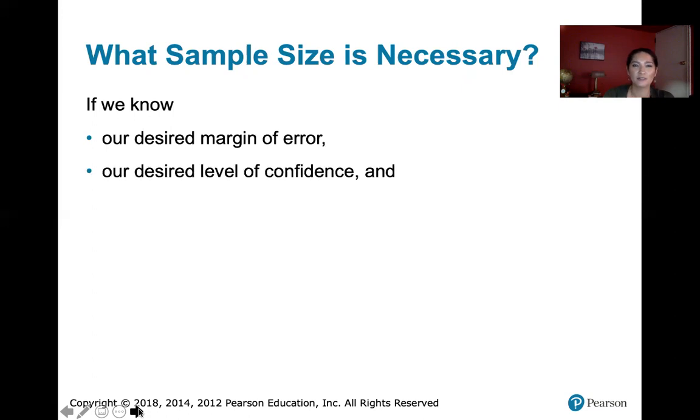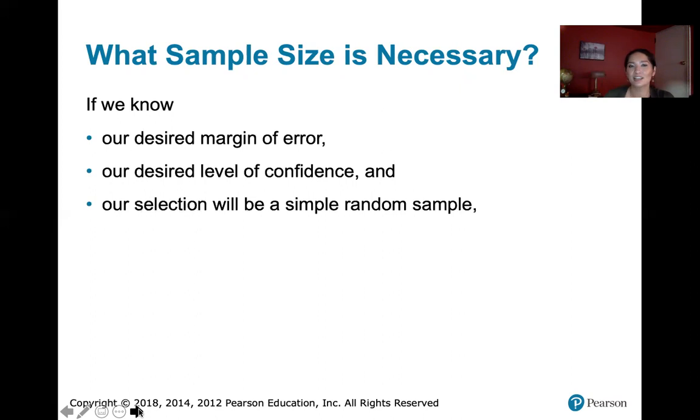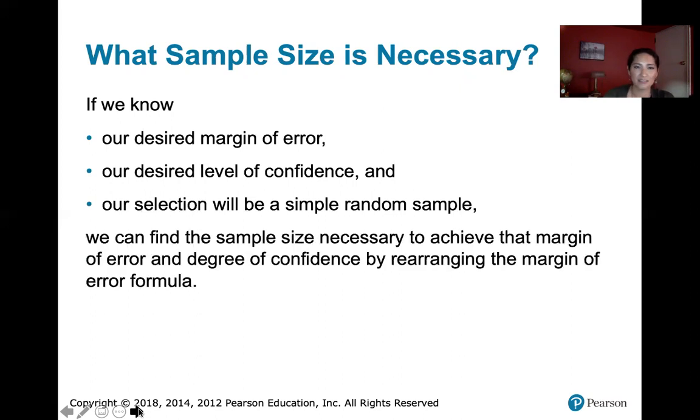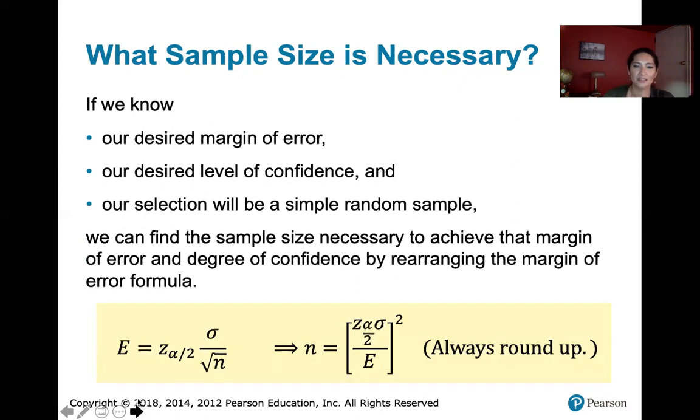So if we know that margin of error, if we know our desired level of confidence, and we know that we're going to select our sample in such a way that it's a simple random sample, then we can just take that error formula that we saw in the last slide and rearrange it to solve for n. So if I divide both sides by z sub alpha over 2, and then I divide both sides by sigma, and then I flip both sides and square both sides, I get this.